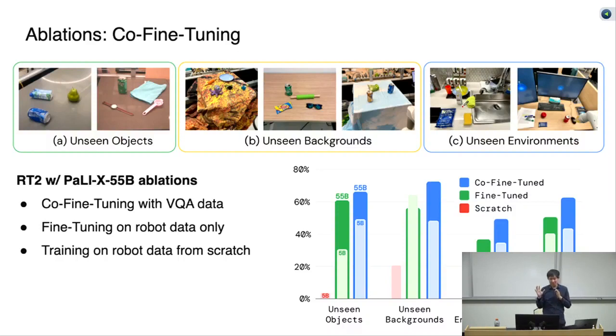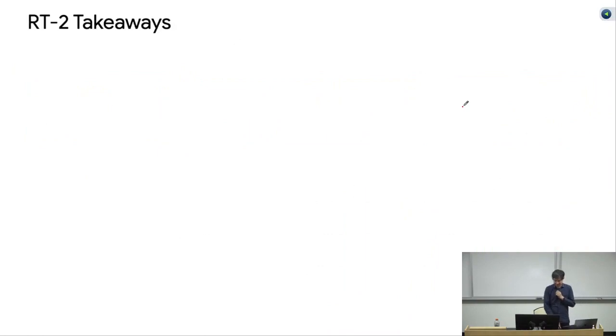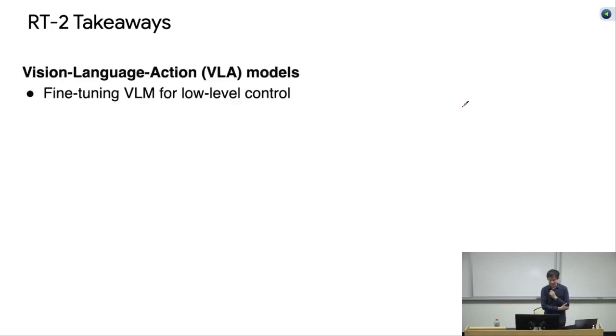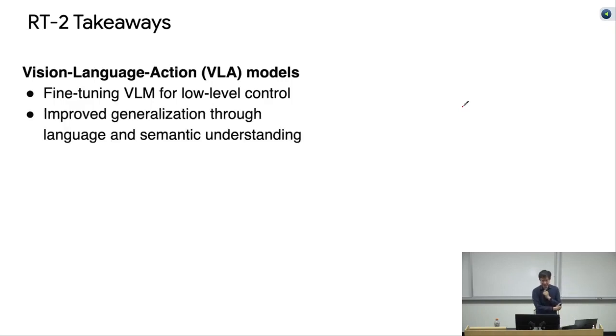But coming up with the right mixture, what is a portion of web data versus robot data, is an art, and requires a little bit of hand-tuning. The takeaways of this project include that Robot Transformer 2 is a vision language action model that is based on fine-tuning the vision language model for robot low-level control. And it improved generalization through language and semantic understanding using vision language models.